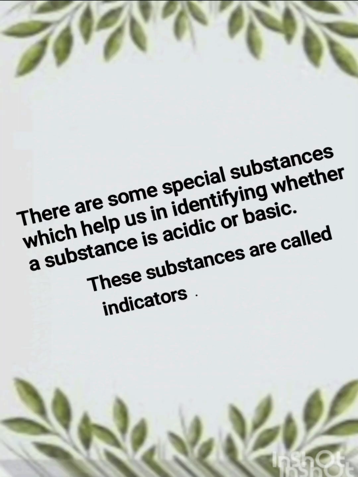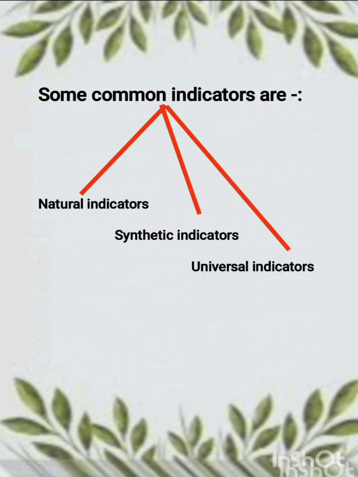There are some special substances which help us identify whether a substance is acidic or basic. These substances are called indicators. They change their color when added to an acidic or basic solution. Some common indicators are natural indicators, synthetic indicators, and universal indicators.